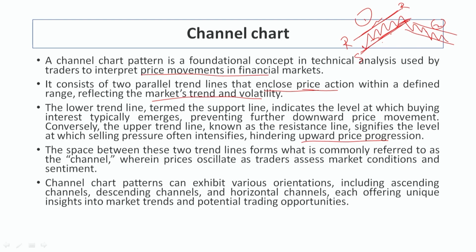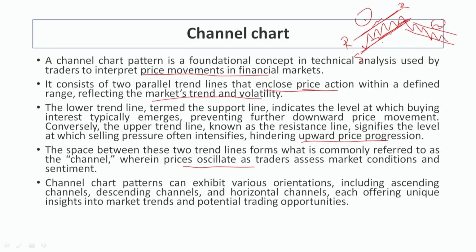The space between these two trend lines forms what is commonly referred to as a channel, wherein prices oscillate as traders assess market conditions and sentiment. So, the fluctuations taking place between these particular channels are the process through which the traders, buyers, sellers or investors can identify the market movement or market sentiment. Sentiment here implies the market movement, how the prices are fluctuating in a particular time frame.